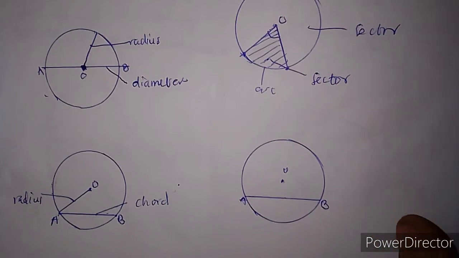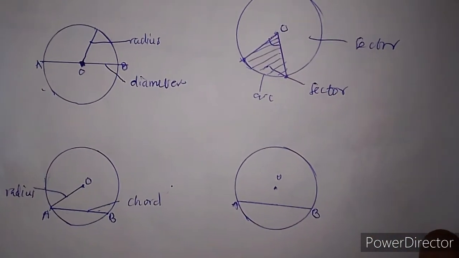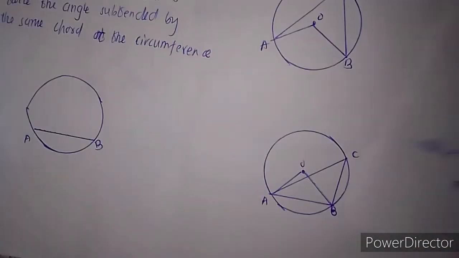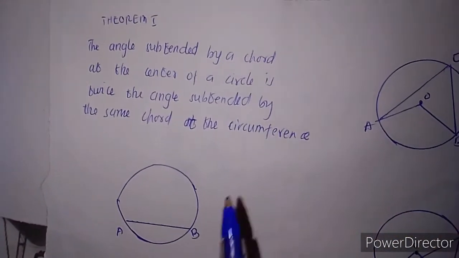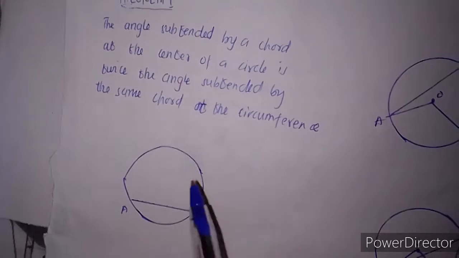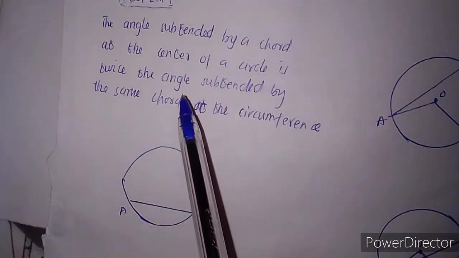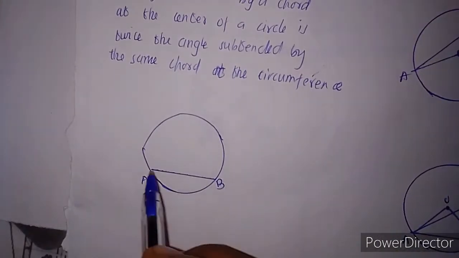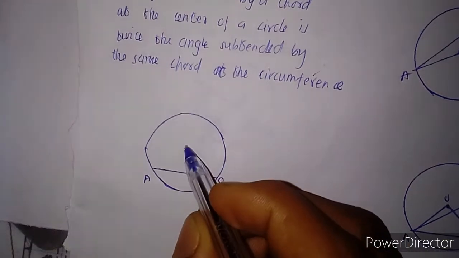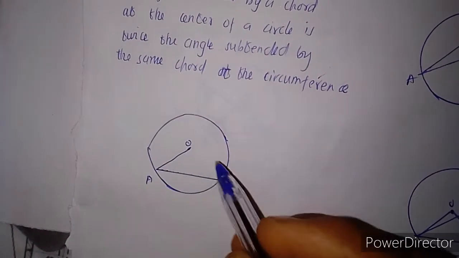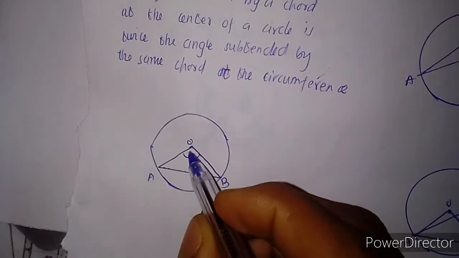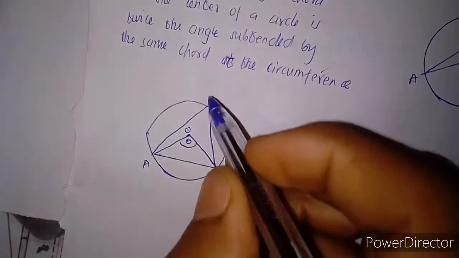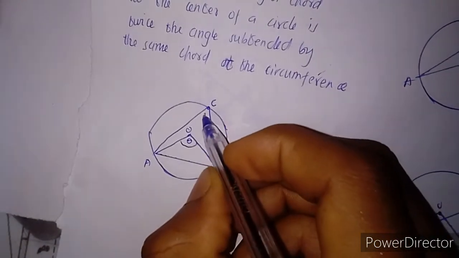Let's move on to our main topic, the circle theorems. We are going to learn two of the theorems. So right away, let's move to theorem 1. The first theorem says that the angle subtended by a chord at the center of a circle is twice the angle subtended by the same chord at the circumference. AB is a chord. Let's say O is the center. AB makes an angle at this place, and the same AB makes an angle at this place, and let's say this angle is alpha.